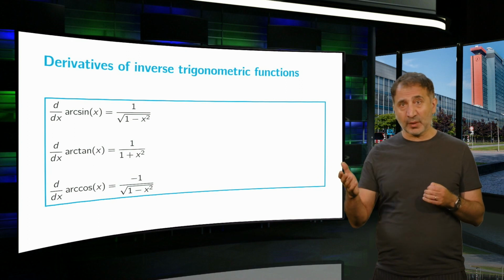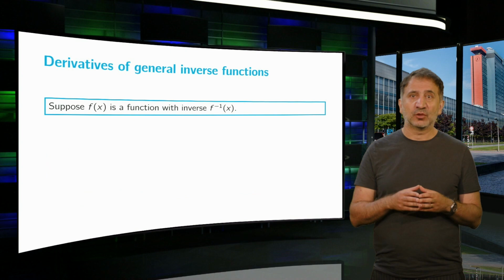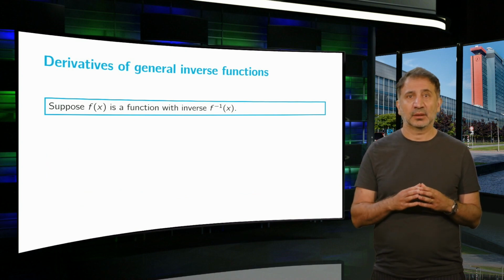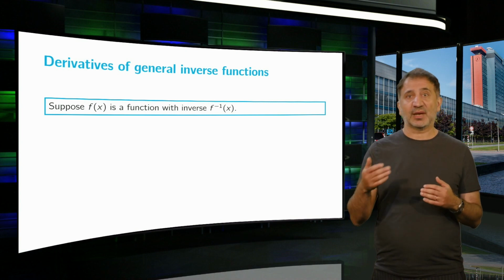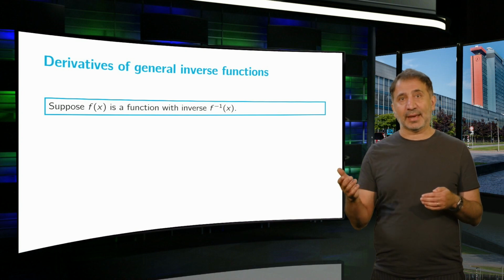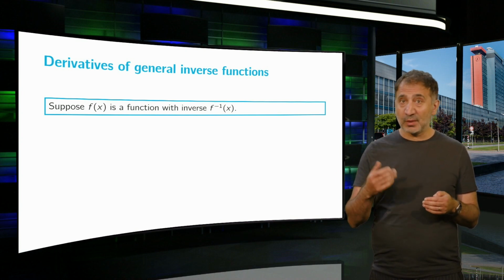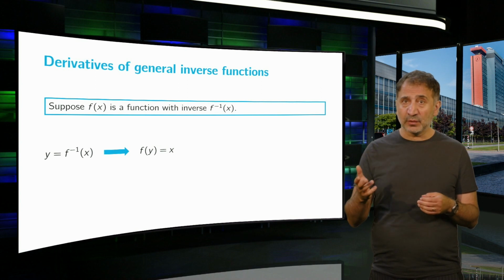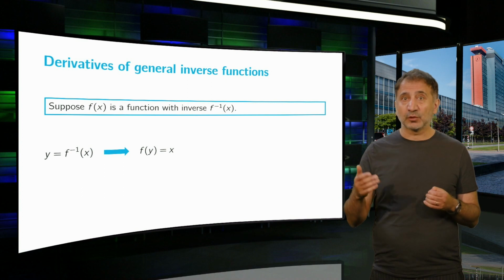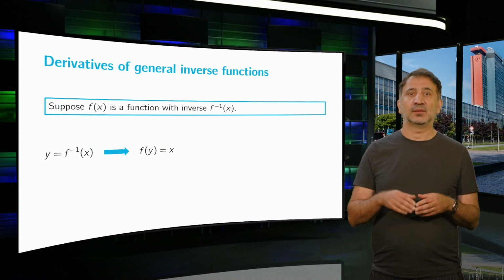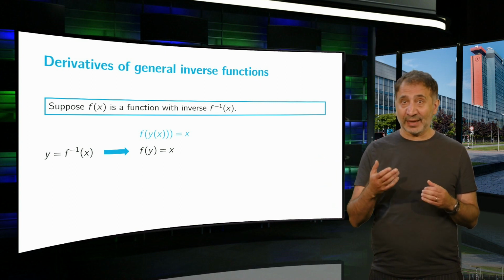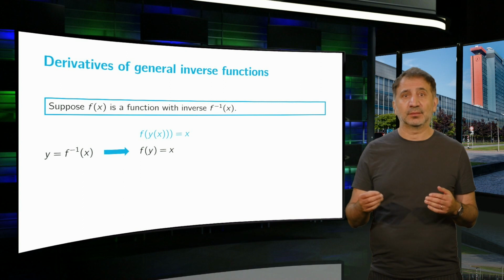The method just described can be adapted to find the derivative of the inverse of a general function f of x. Let y be the inverse of f of x. We will find a formula for dy/dx. Now recall from last week that if y is equal to the inverse of f of x, then f of y is equal to x. We will write f of y of x equal to x to remind us again that y is a function of x.